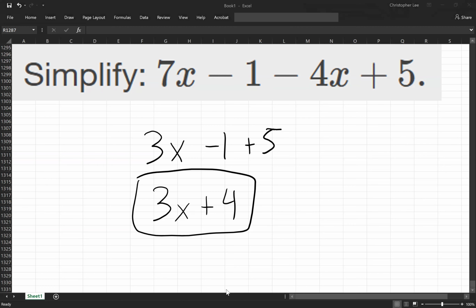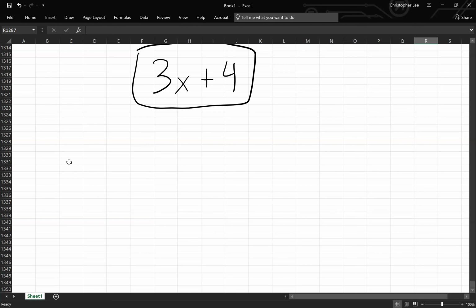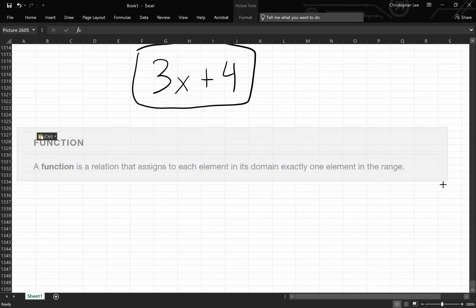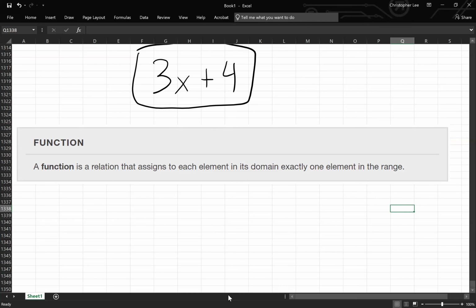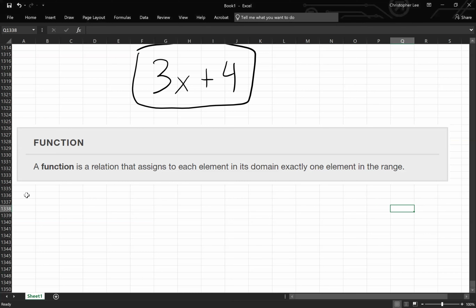So look, this is what we're about to get into. It's a new idea, even though you kind of saw me do it already. This is what you were asking about earlier. So a function is a relation that assigns to each element in its domain exactly one element in the range, right? That's some big vocabulary words. Long story short, whatever I give you for x, you plug into the equation and give me the answer. That's all that means. All right?